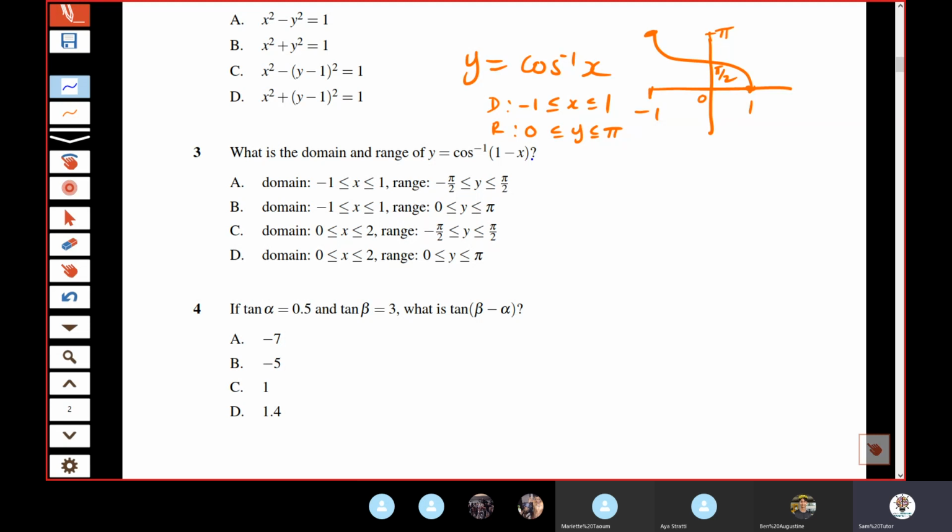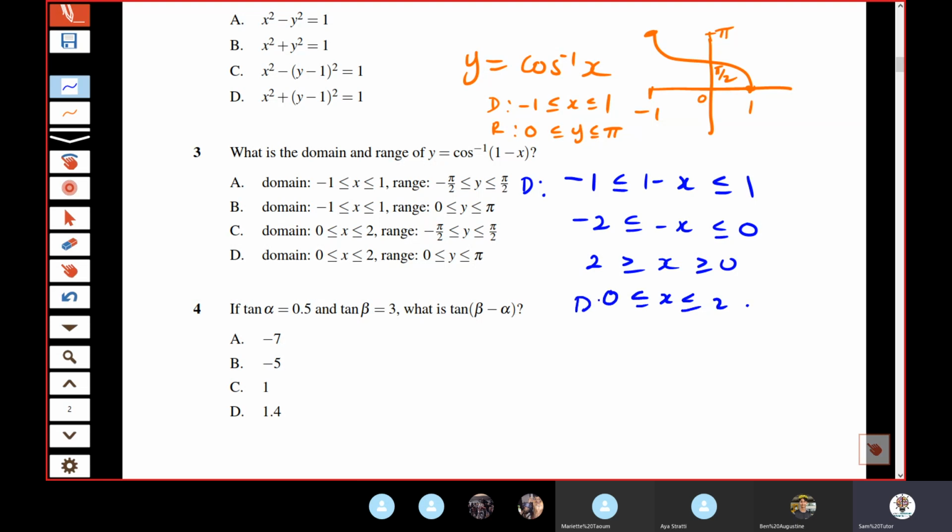Okay, and then if it was whatever for your x's, you just change the x to that thing. So it will look like this: minus 1, less than or equal to 1 minus x, less than or equal to 1. That would be your new domain. And then you're obviously going to solve for x. So subtract 1: minus 2, less than or equal to negative x, less than or equal to 0. Divide everything by negative 1. You'll get 2 greater than or equal to x, greater than or equal to 0, which means it's 0, less than or equal to x, less than or equal to 2.